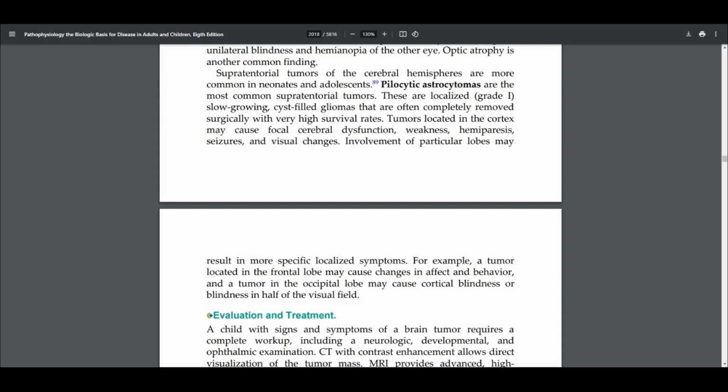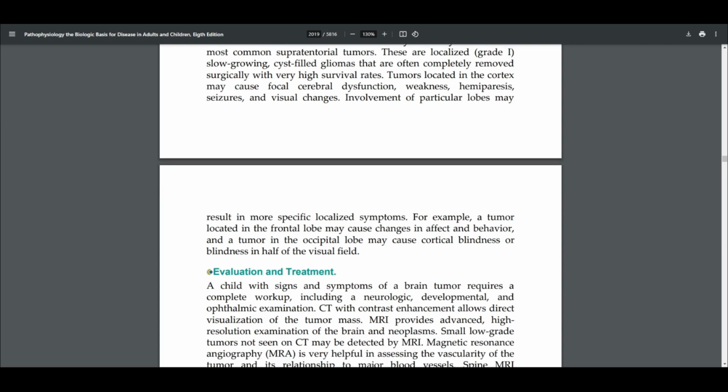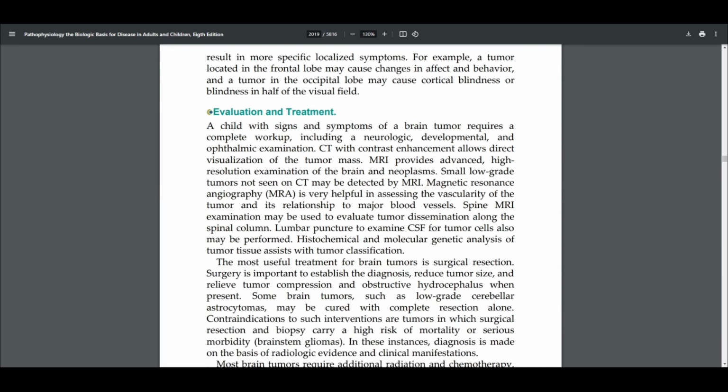Involvement of particular lobes may result in a more specific localized symptom. For example, a tumor located at the frontal lobe may cause changes in affect and behavior, and a tumor in the occipital lobe may cause cortical blindness or blindness in half of the visual field.